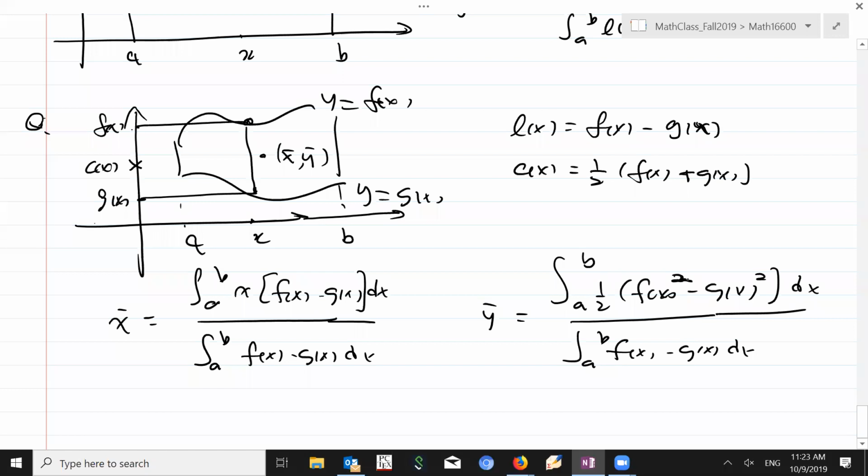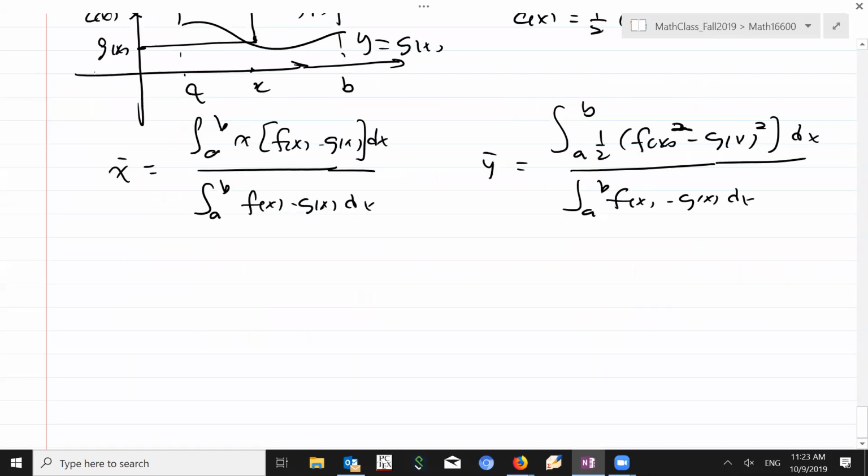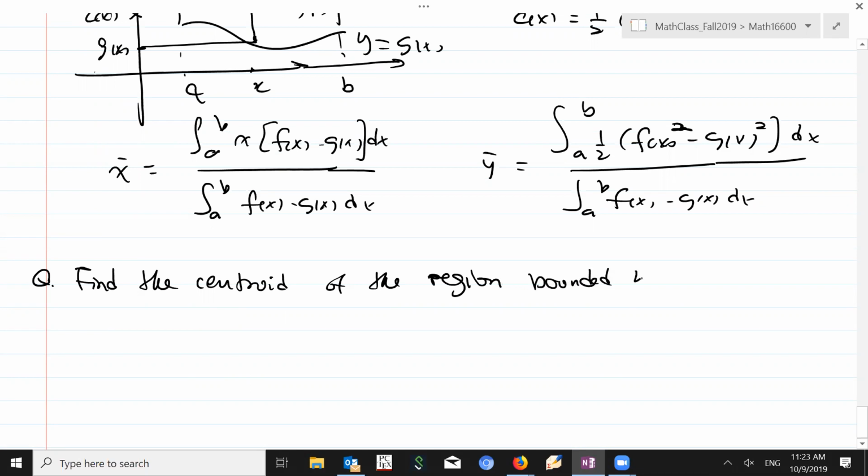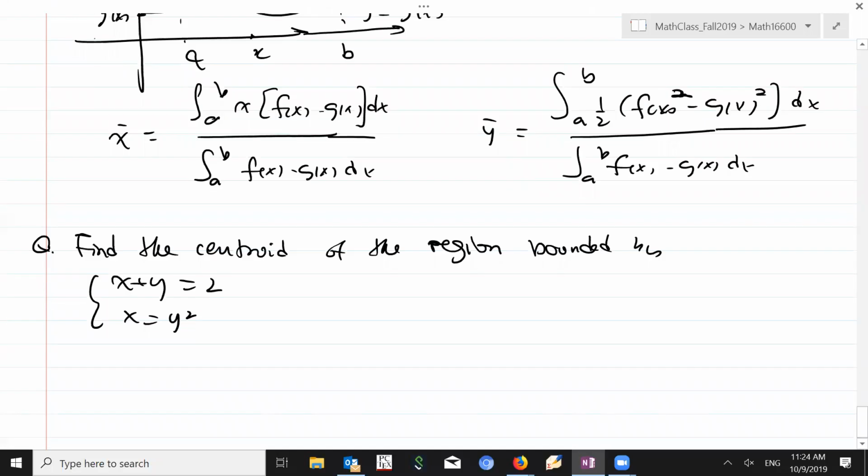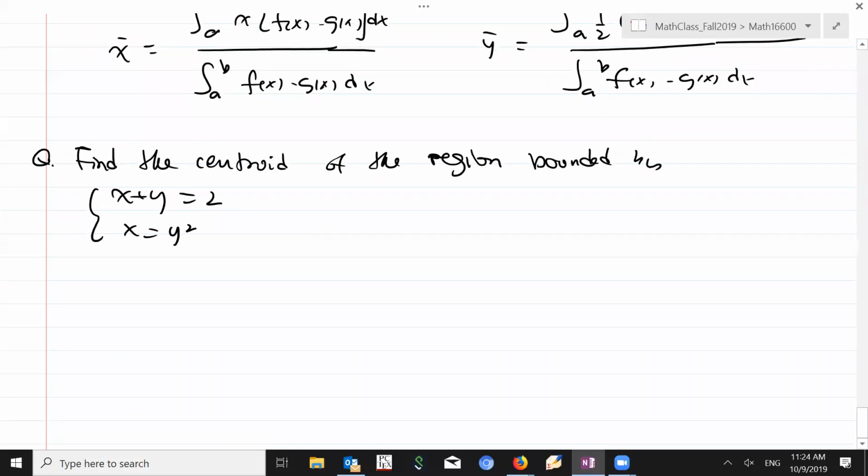All right, let's do an exercise. Okay, so here's an example. Find the centroid of the region bounded by x plus y equals 2 and x equals y squared. Okay, step one, you have to draw the region. Step two, you have to decide which variable we're going to use.